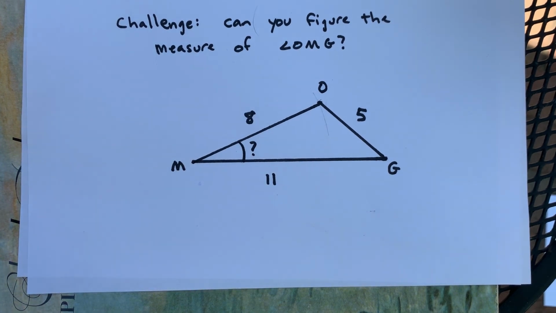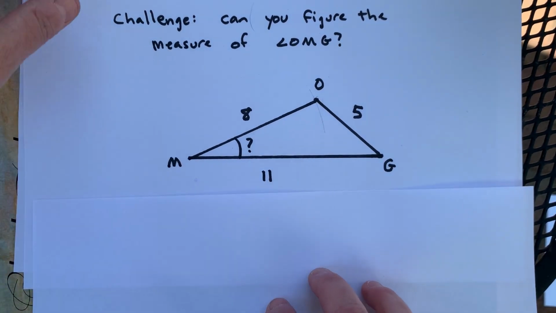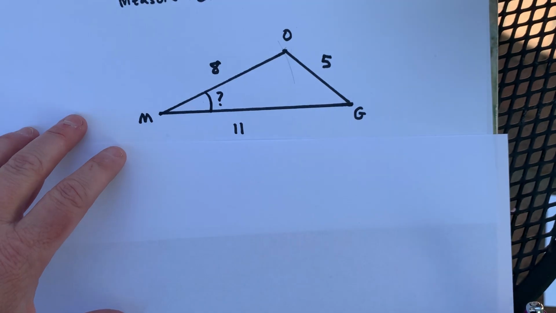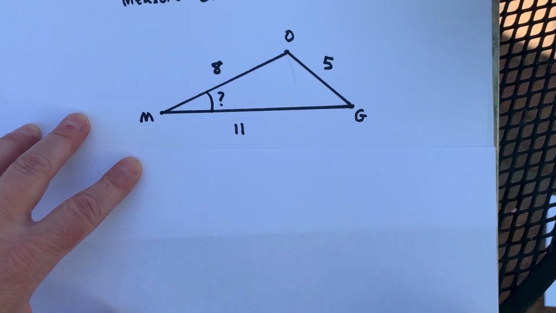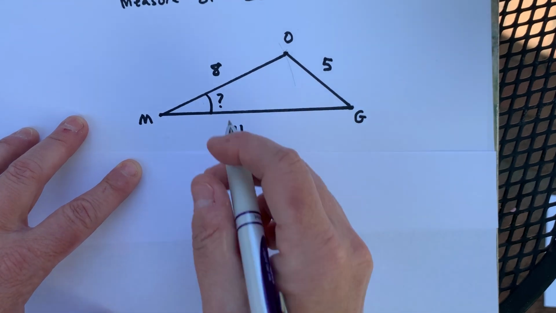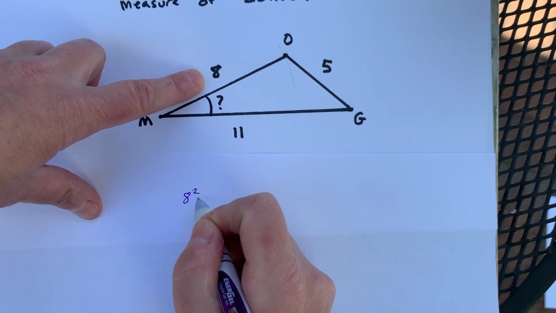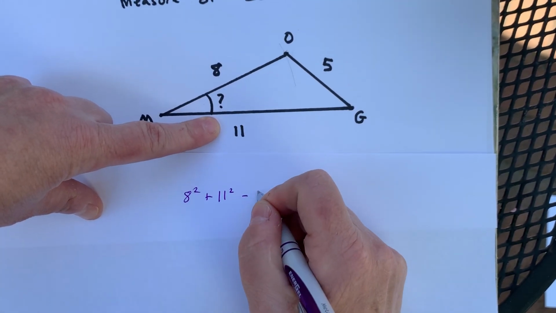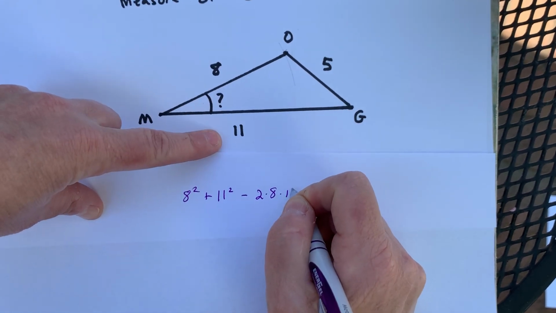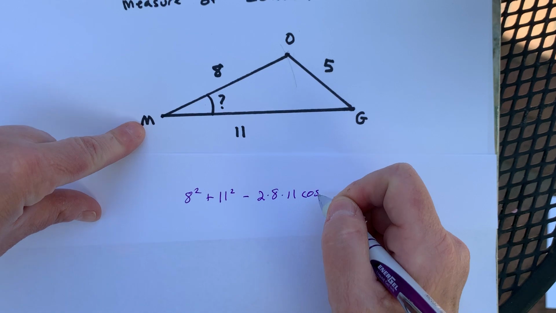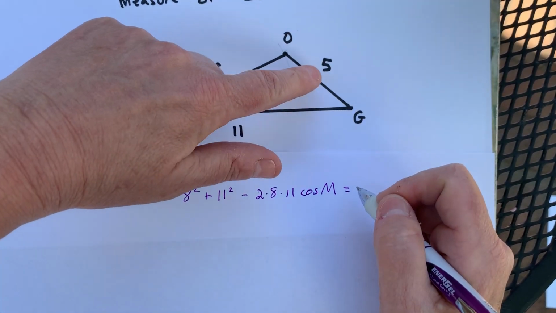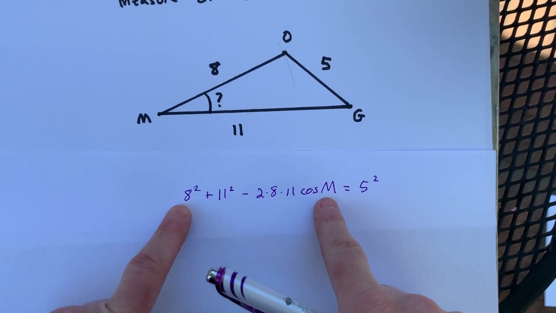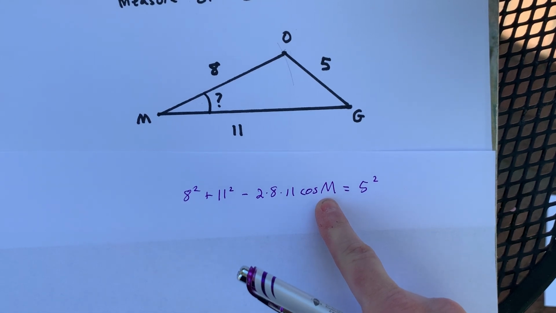So I wonder if the law of cosines is going to help us. Because the law of cosines, we've found that we can use it to find a missing side, but we've not used it yet to find a missing angle. Let's see if it would help us. What I know is that if I write down the law of cosines here, I would say that 8 squared plus 11 squared minus 2 times 8 times 11 times cosine of the angle that I want is equal to the opposite side squared. And it looks to me like I've got a single equation with a single variable. I think I can work with that.